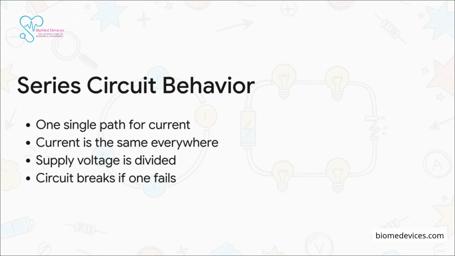But what about the voltage? Well, the total supply voltage from the battery is actually divided or shared among the components. As the current pushes through each resistor, there's a voltage drop. And here's the critical vulnerability, the exact answer to the first part of our mystery. If one component fails, the tube is blocked, that continuous path is broken, and the entire circuit immediately stops working.